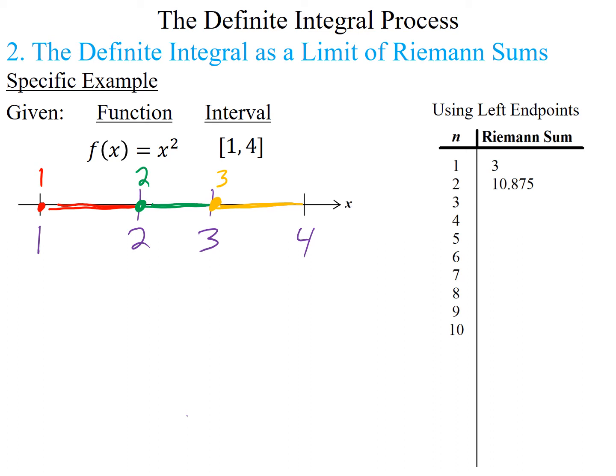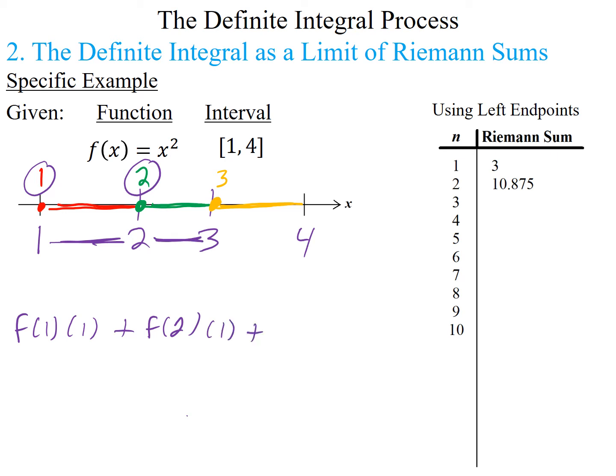And we're going to form our Riemann sum. We're going to plug in 1 to the function, multiply by the width of the first interval, which is 1. Then we're going to plug in the second. So we plugged in the 1. Now we're going to plug in 2 to the function, multiply by the width of the interval, which is again 1. Then we're going to plug in the third number we picked, and multiply by the width of the interval, which is 1. And then you add them up.